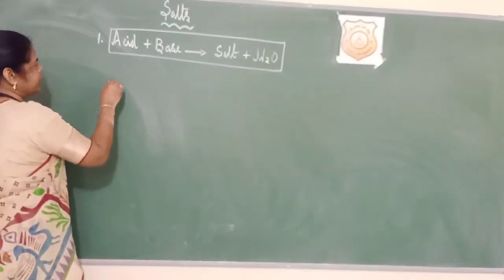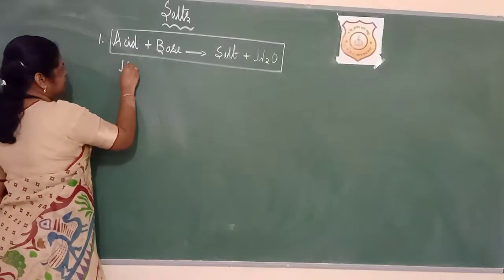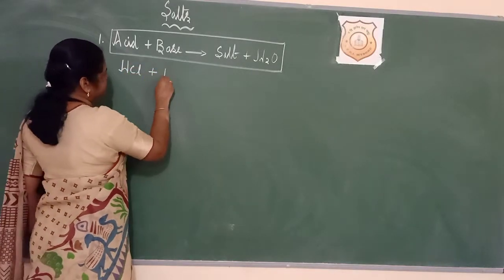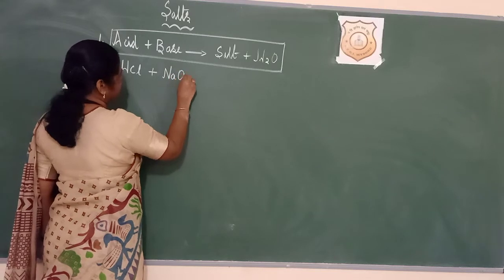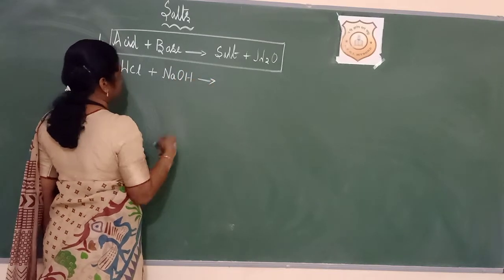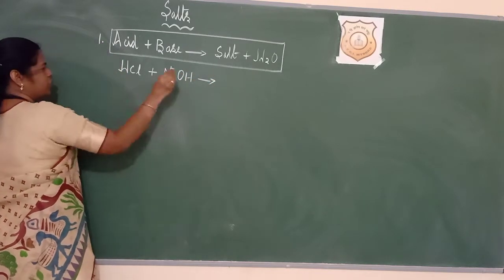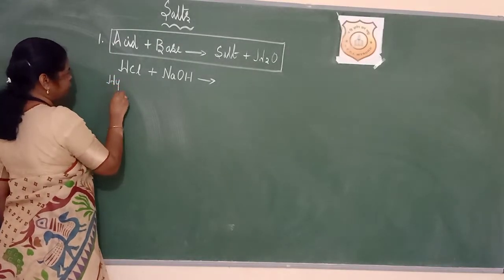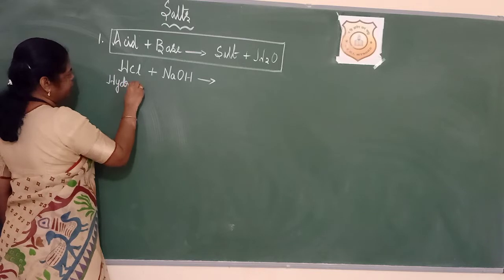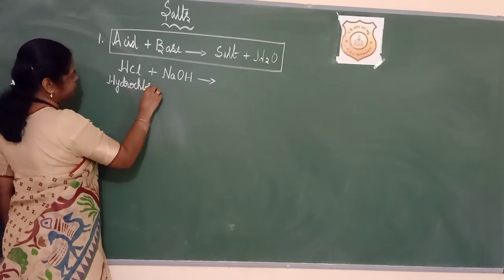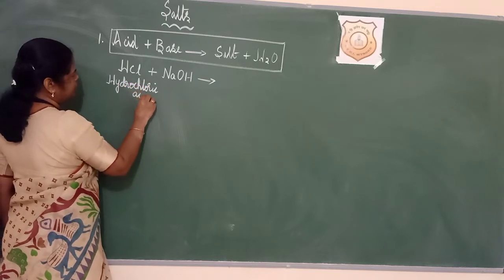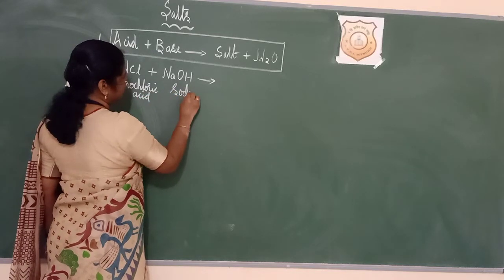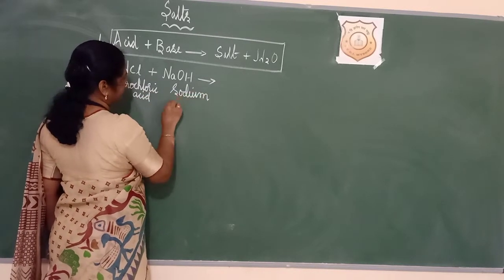One acid we will write, HCl, plus base. The first base you have studied is sodium hydroxide, so we will use that, okay? Whenever you are writing an equation, it is always good to write the name of the acid here. Hydrochloric acid. Here, what is this? Sodium hydroxide.